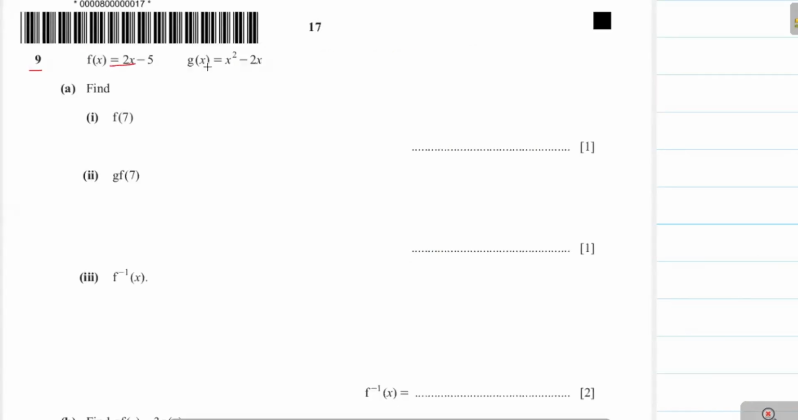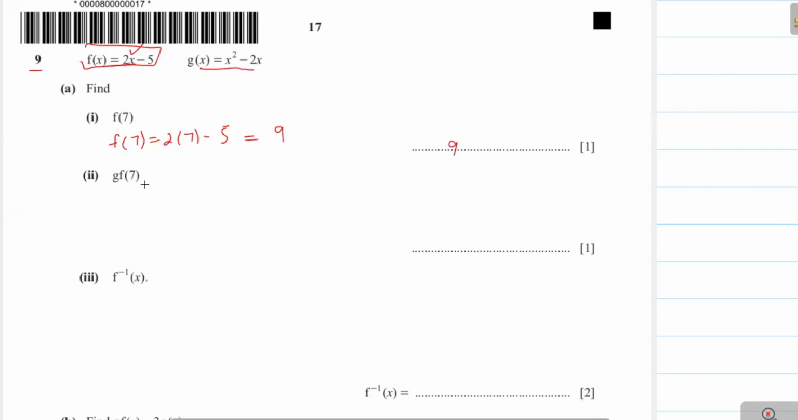Question 9. f of x equals 2x minus 5, g of x equals x squared minus 2x. Part A, find f of 7. Look here, f of x is 2x minus 5, therefore f of 7 will be equal to 2 into 7 minus 5. We substitute the value of x in this equation, and this is 2 into 7 minus 5, which is 14 minus 5, equal to 9.